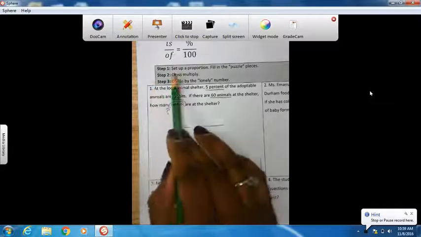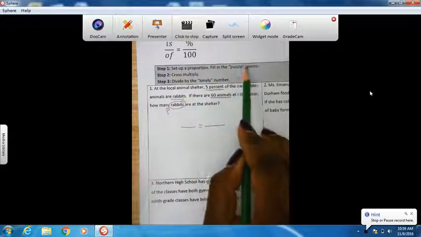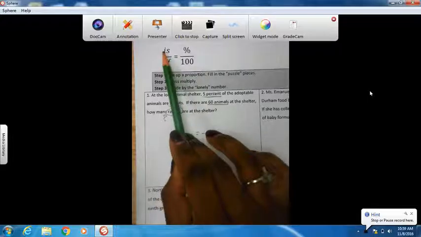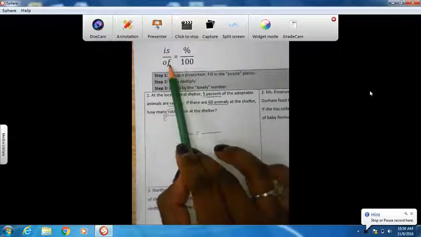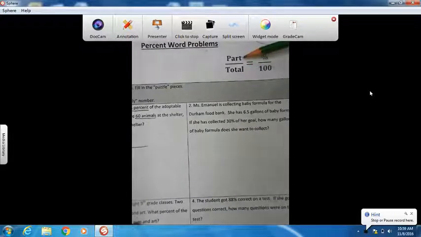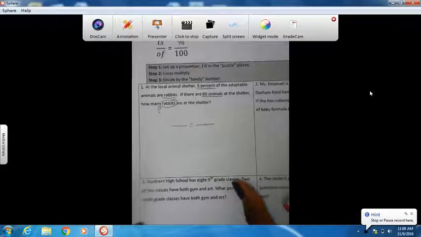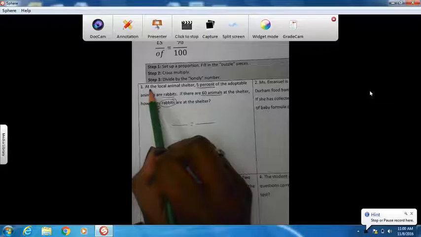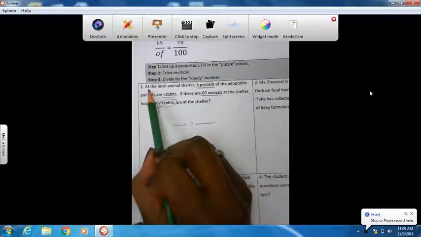Now, our first step is to set it up and fill in the puzzle pieces. This is a word problem, so we don't have the is or the of. It gave us a percent, but we don't have the is or the of. So now we're going to start asking ourselves questions about what's the part, what's the total. So let's go back and read like a mathematician. We always read twice, at least.